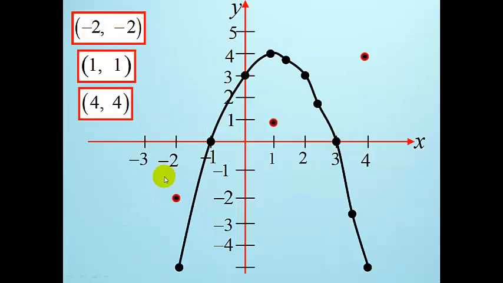So minus 2, minus 2, we have our point here. 1, 1, we also have a point here. Then we have 4, 4. We now draw a straight line passing through these 3 points.